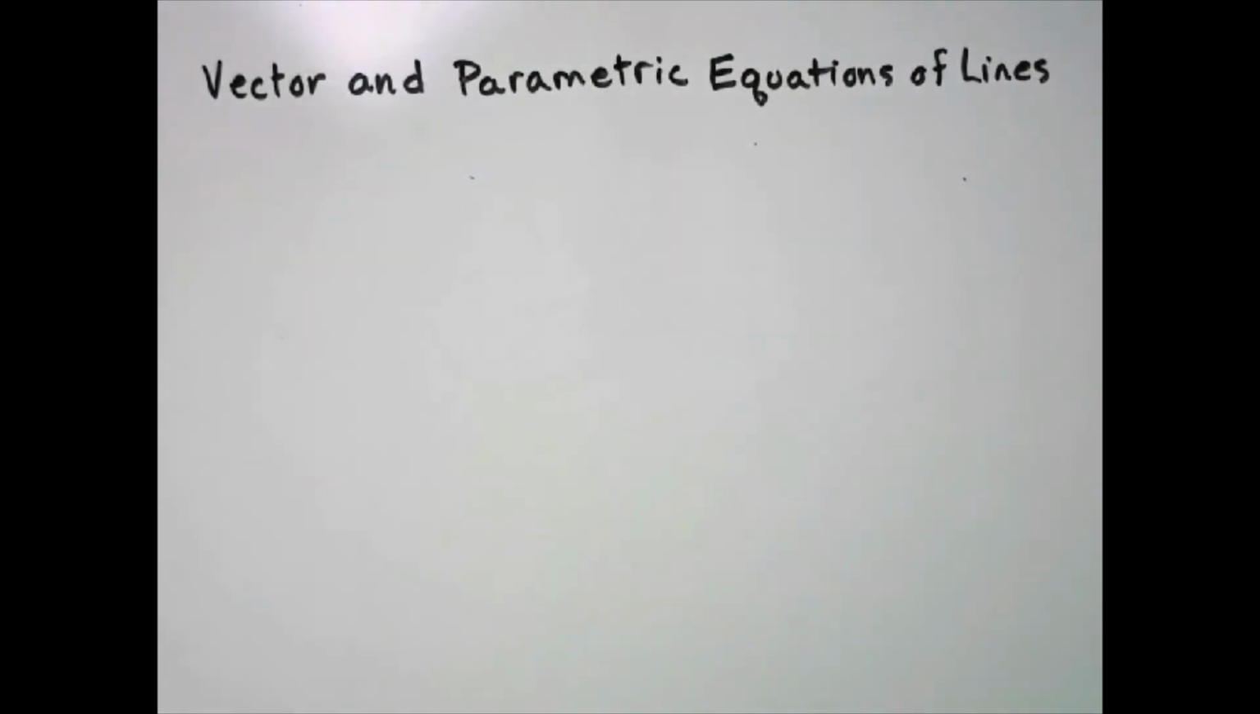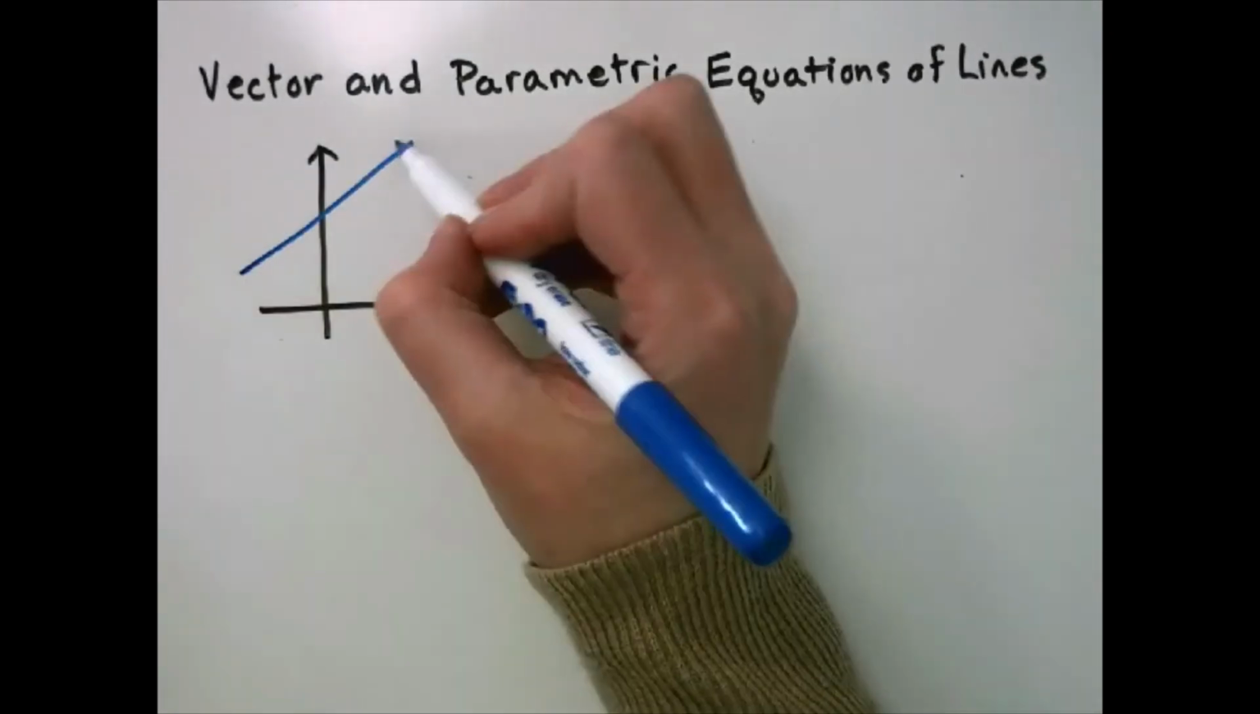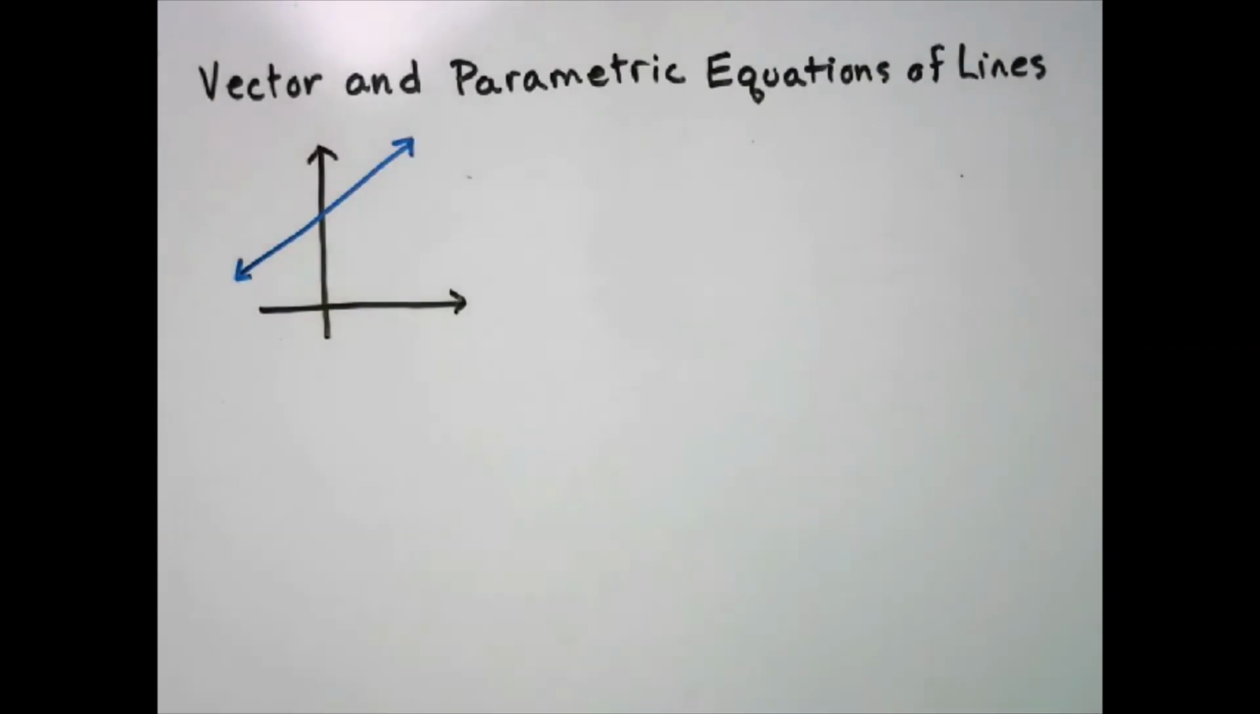Okay, next we're going to talk about lines. And we're going to talk about a couple of different equations for lines that are going to be new to you. We're going to talk about a vector equation of a line and parametric equations of lines. Okay, so let's say I have some line here. We need two things in order to graph a line or to write the equation of a line. We need to know its location or point, and we need to know its slope.